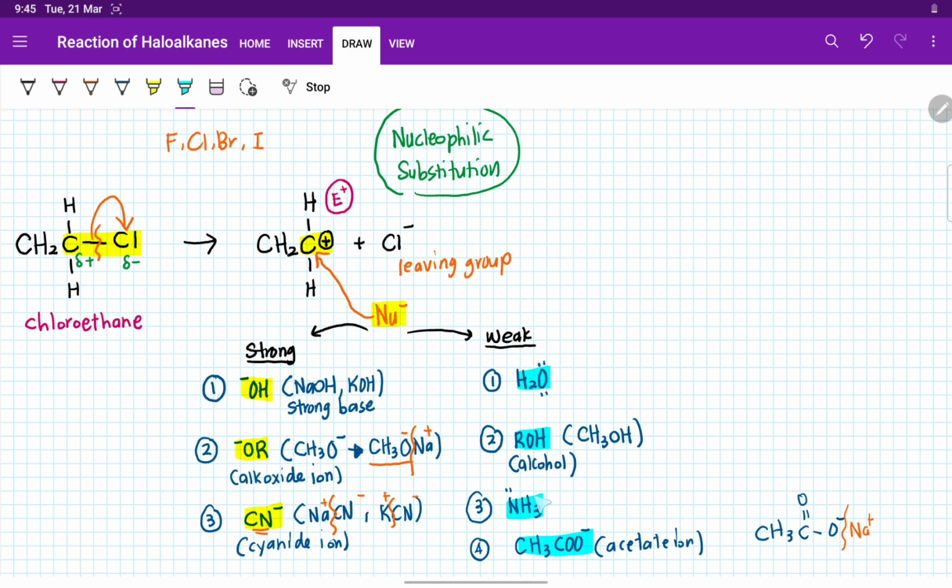Dan untuk weak nucleophile, H2O, neutral compound. Alcohol, neutral compound. Ammonia, also a neutral compound. Kecuali kita punya acetate ion dekat sini. It's an ion over here. Tapi kenapa dia berada pada weak nucleophile?